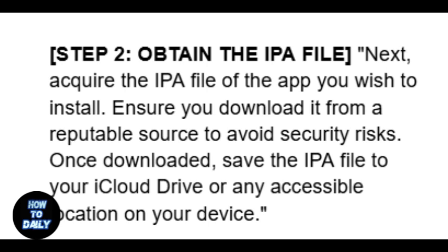Now next, acquire the IPA file of the app you wish to install. Ensure you download it from a reputable source to avoid security risks. Once downloaded, save the IPA file to your iCloud Drive or any accessible location on your device.